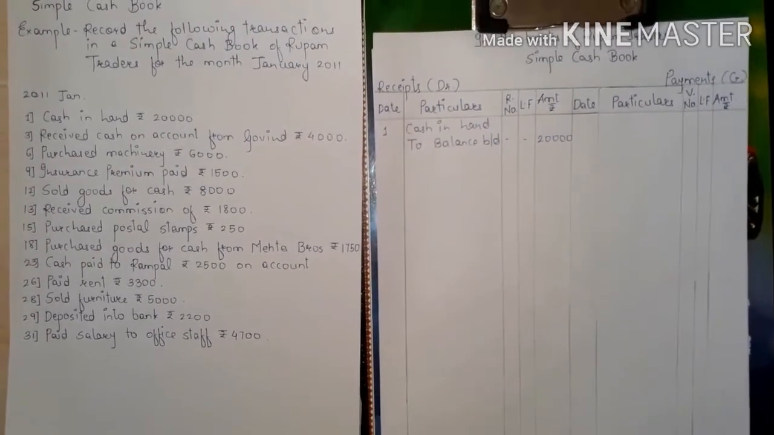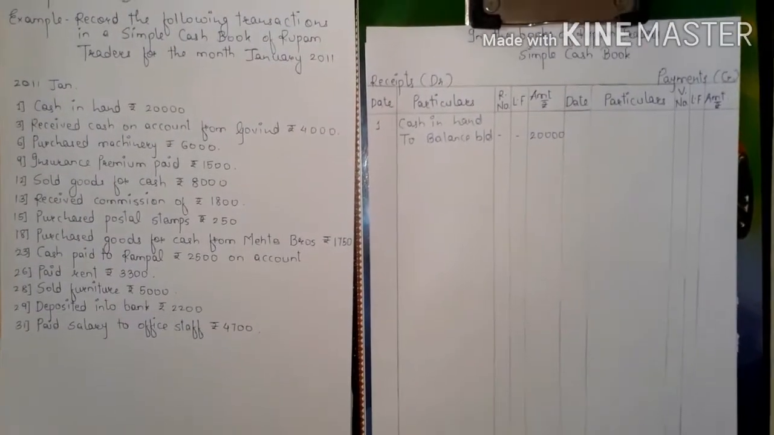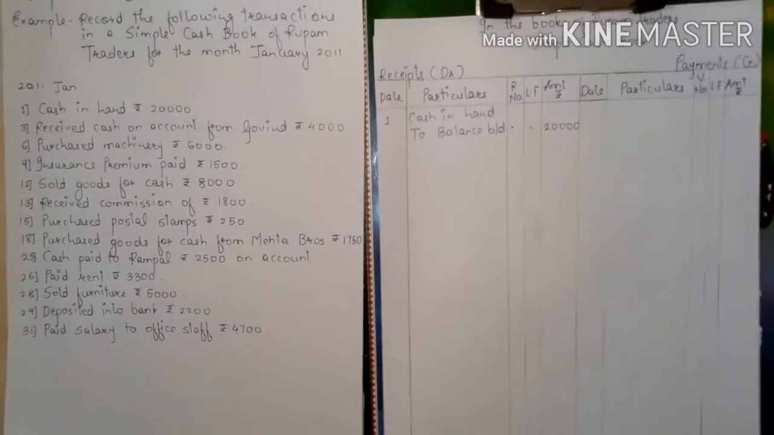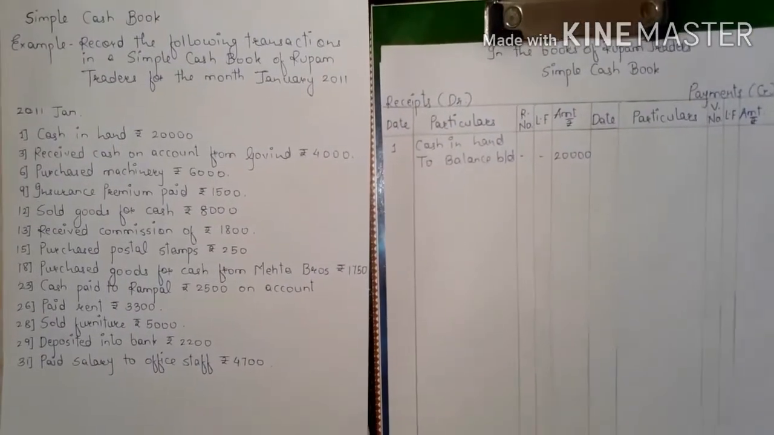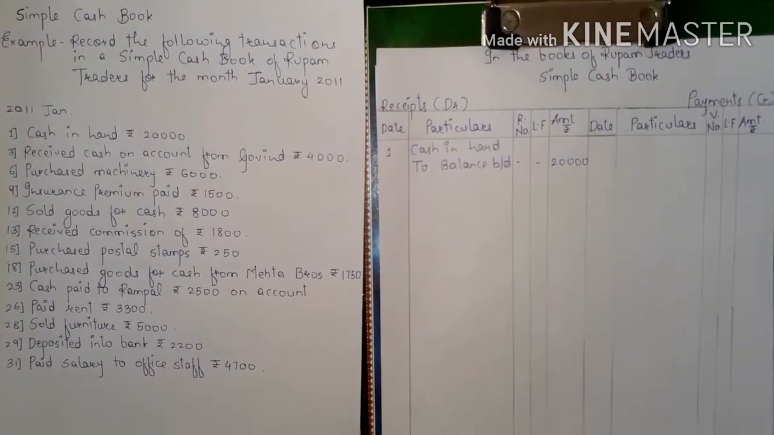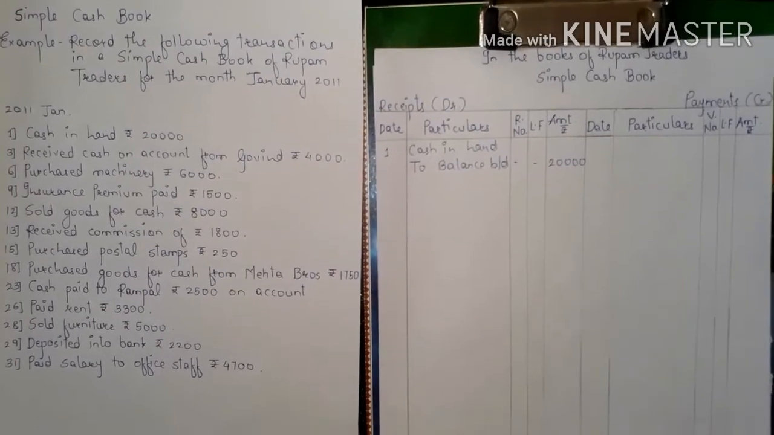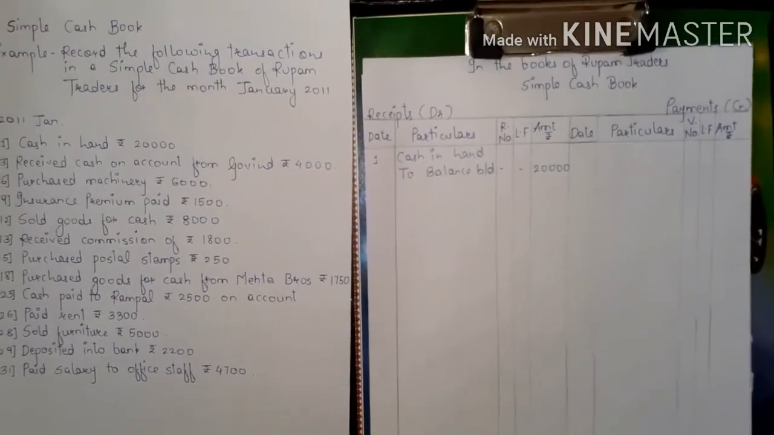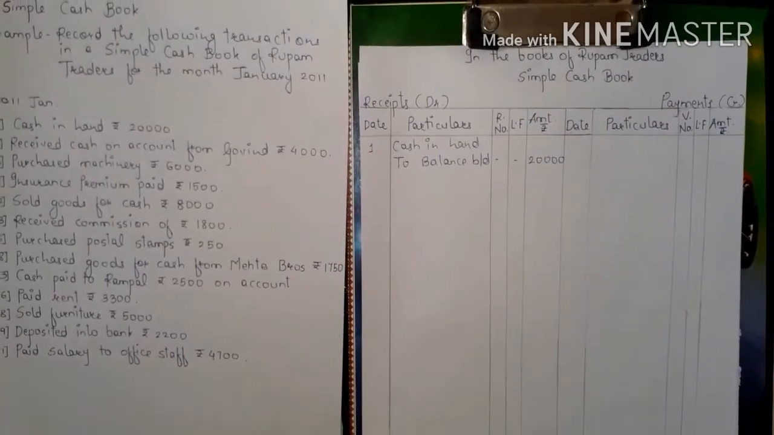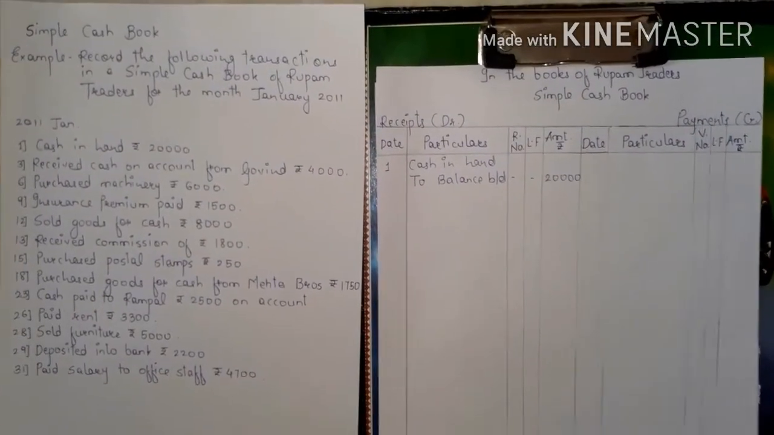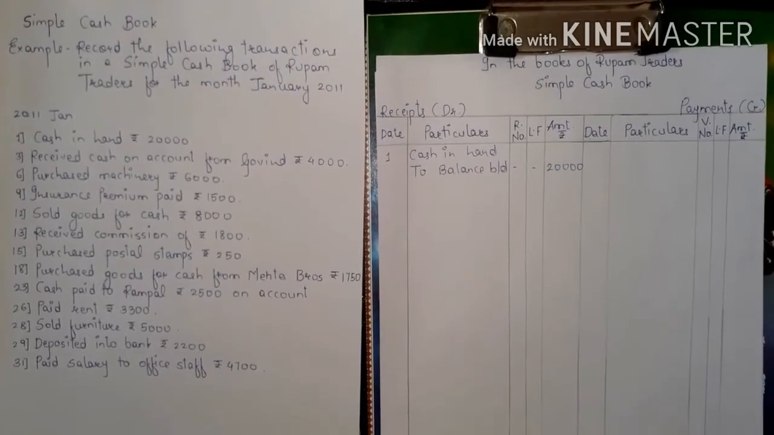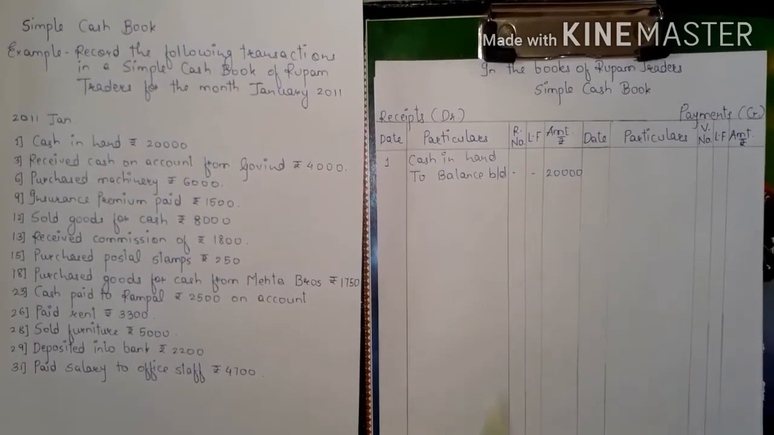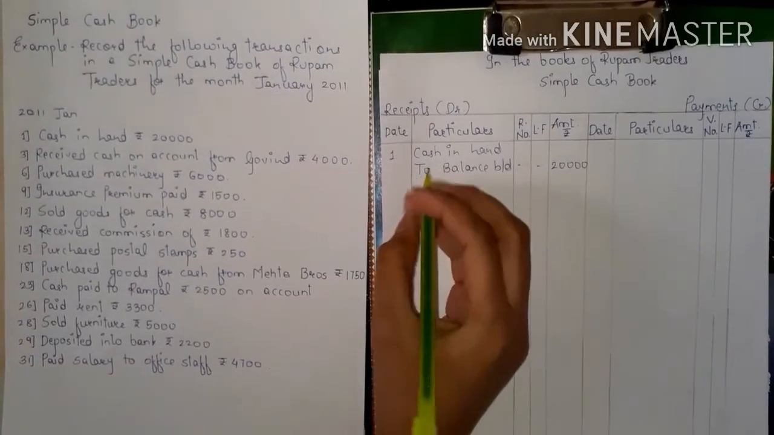Next, received cash on account from Govind rupees 4,000. Now here we have received the amount from Govind, so we are the receiving party. So that amount is going to get the debit effect, because debit what comes in. We are receiving that amount in cash, so real account rule has applied, debit what comes in. So we will record it on the receipt side.